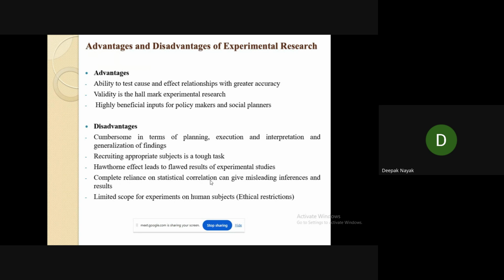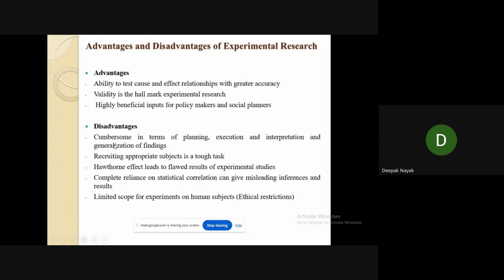results received from experimental research are very valuable inputs for policymakers and social planners. They are readily consumable by the policymakers and social planners because they follow very valid methods, experiments in a systematic way. That's why they are always likely to provide beneficial inputs for policymakers and social planners.